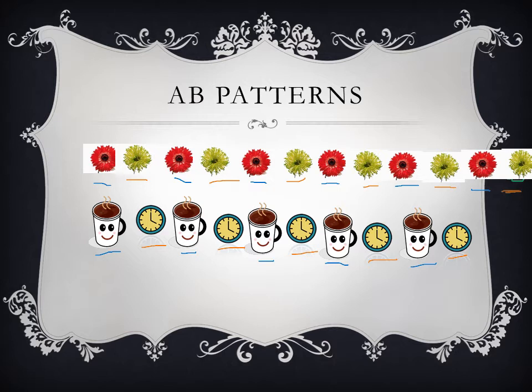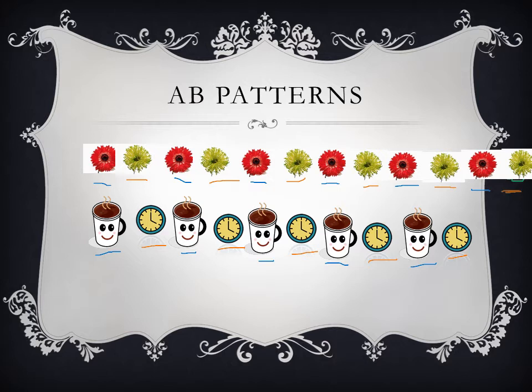So again, our A's are underlined in blue and our B's are underlined in orange. So all our red flowers are A's and our green flowers are B's. So for AB pattern, we have a red flower, green flower, and that keeps repeating. So we say it red flower, green flower, red flower, green flower, and so on.